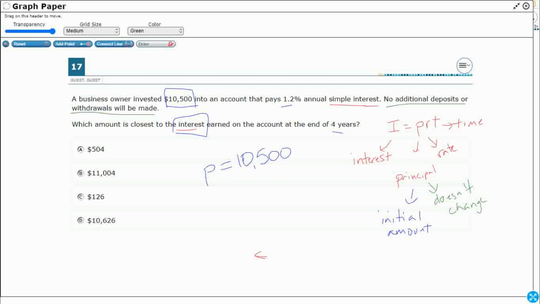Now, the rate is a little bit tricky because it's not just 1.2. It's a percentage, but when we calculate it, we need it to be a decimal. So we'll say 1.2%. What is that as a decimal? Well, we divide by 100, because it's 1.2 over 100. We move the decimal over twice. So really that's going to be 0.012. You have to change this percent into a decimal. The time is pretty easy. That's 4.